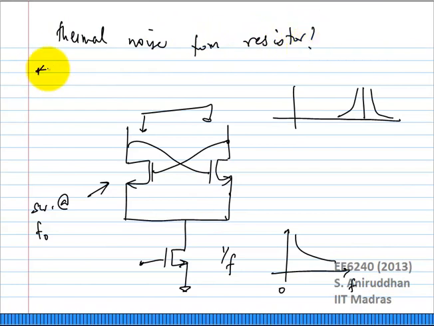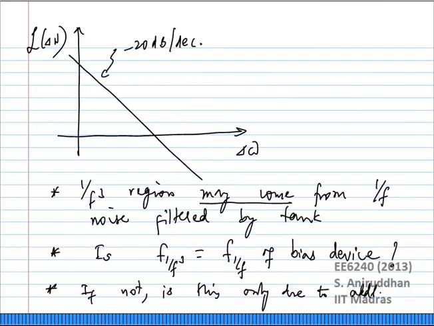There is a third question, right? What is the third question? So we have looked at this 1 over f noise. Is the 1 over f cubed corner the same as the 1 over f corner? If not, is it only due to the change in noise level? Because the noise corner will be different if you add extra thermal noise. Is the bias device the only device inside the circuit? You also have the cross-coupled pair. Does the 1 over f noise of the cross-coupled pair make its way to the output? We have not explained that, right?